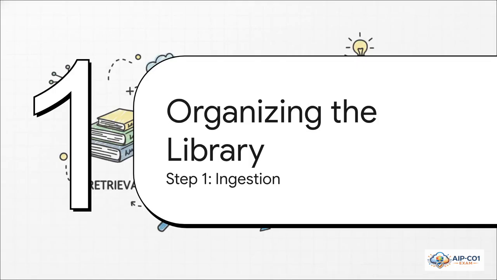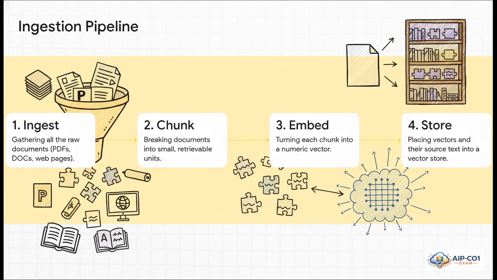Okay, so how do we actually build this system? Well, it all begins with step 1, organizing the AI's library. This is all the foundational work that has to happen offline, way before a user ever asks their first question. This process is called the ingestion pipeline. First, you ingest all your documents, PDFs, web pages, you name it. Then you chunk them up into smaller, more manageable pieces.